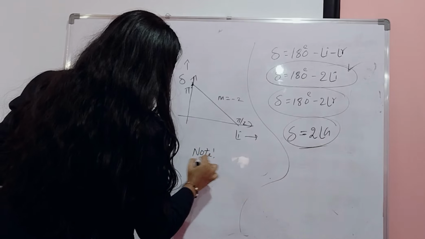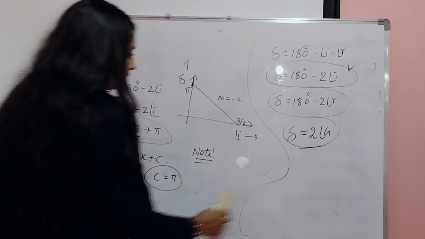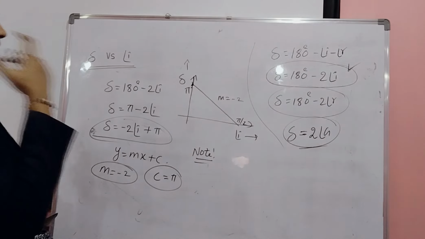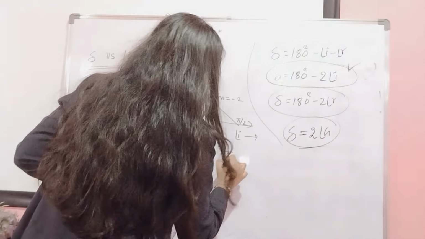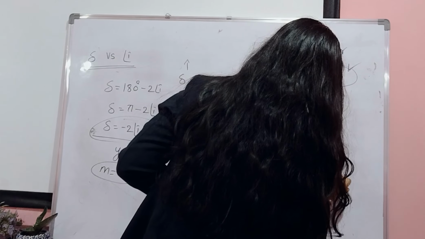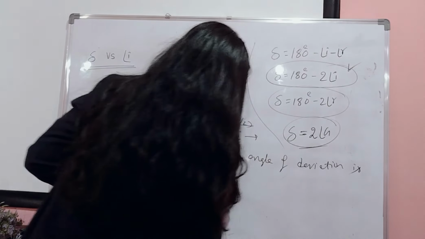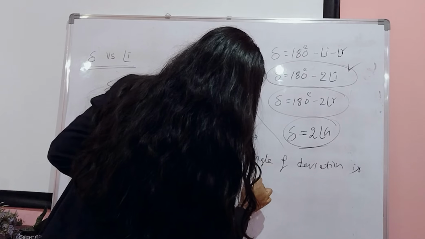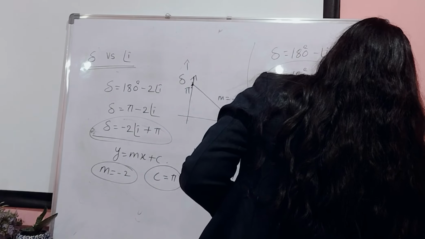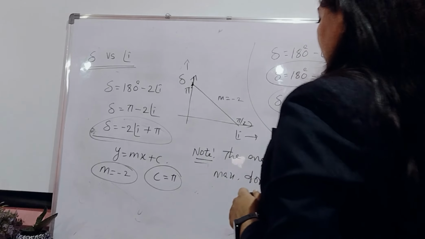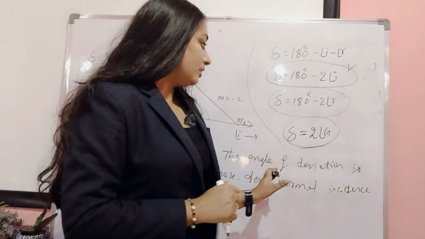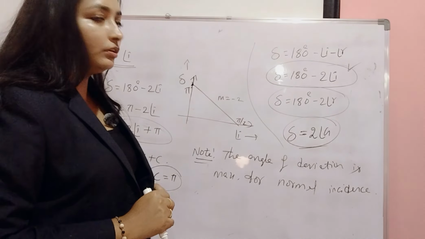So the important point, you note down. Important note: the angle of deviation is maximum for normal incidence. Is it clear? You understood? So the angle of deviation is maximum for normal incidence.